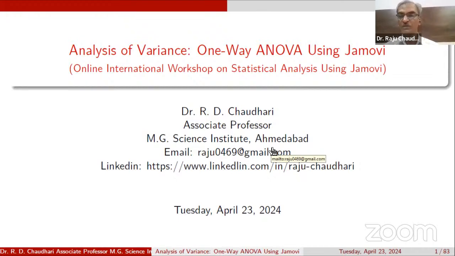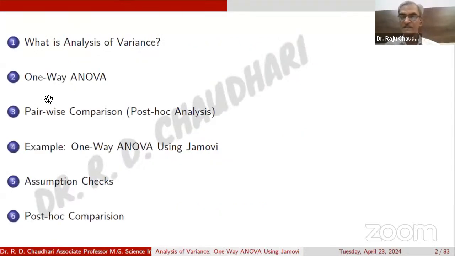But when we have to compare more than two populations, when we have to draw some conclusion about the homogeneity of more than two populations, then we have the generalization of the t-test, and that is the analysis of variance. In the analysis of variance, we will discuss what analysis of variance is, and there are different ANOVA techniques. One is one-way ANOVA, we have two-way ANOVA, and in general we have n-way ANOVA also.